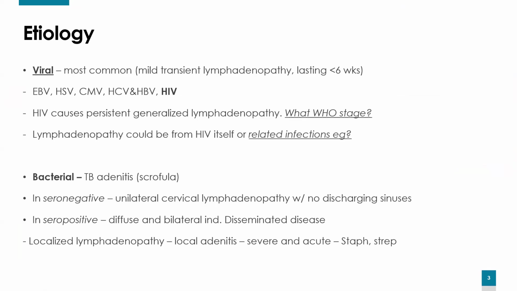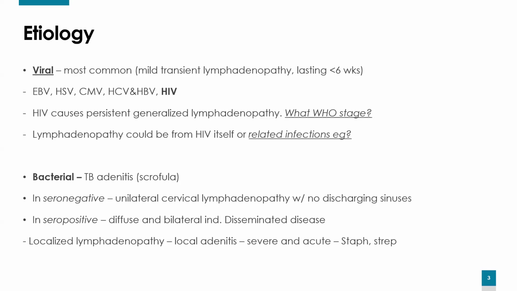So the most common cause of lymphadenopathy in our system at least is viral. So viral etiology is the most common. This is usually characterized by mild transient lymphadenopathy lasting less than 6 weeks. Some of the viruses that can cause this, as I've listed them here, are EBV, HSV, CMV, hepatitis B and C, and the most important one we want to talk about is HIV.